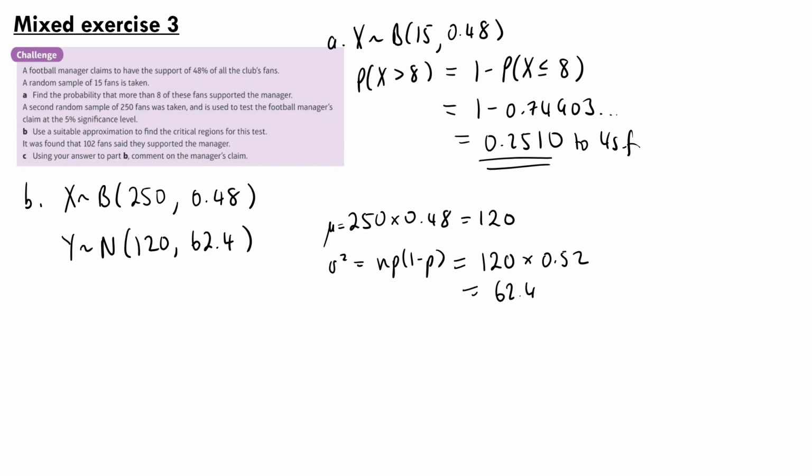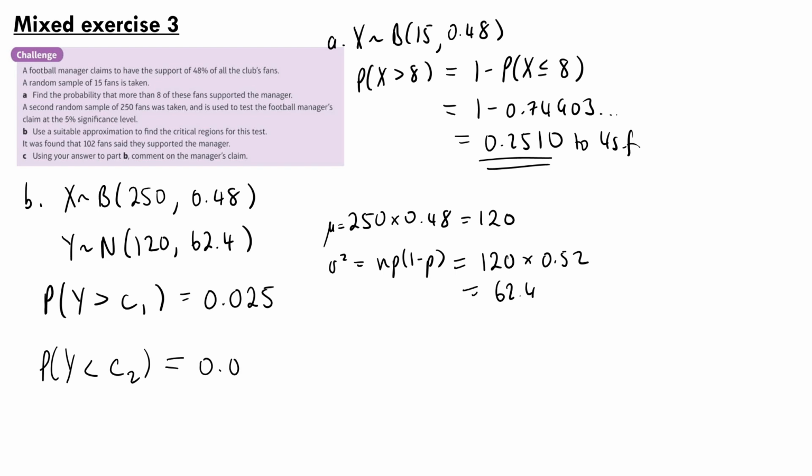Okay. Now for these critical regions, we need to find these values C1 and C2. So the first one is where Y is greater than this critical value. This first critical value is going to be equal to 0.05. Or actually, if we're doing this as a two-tailed test, we need it to be 0.025 because we're halving the significance. So that's for the top tail, and then for the bottom tail, we're going to have the probability of Y being less than the second critical value is also 0.025. Okay, so let's find these.